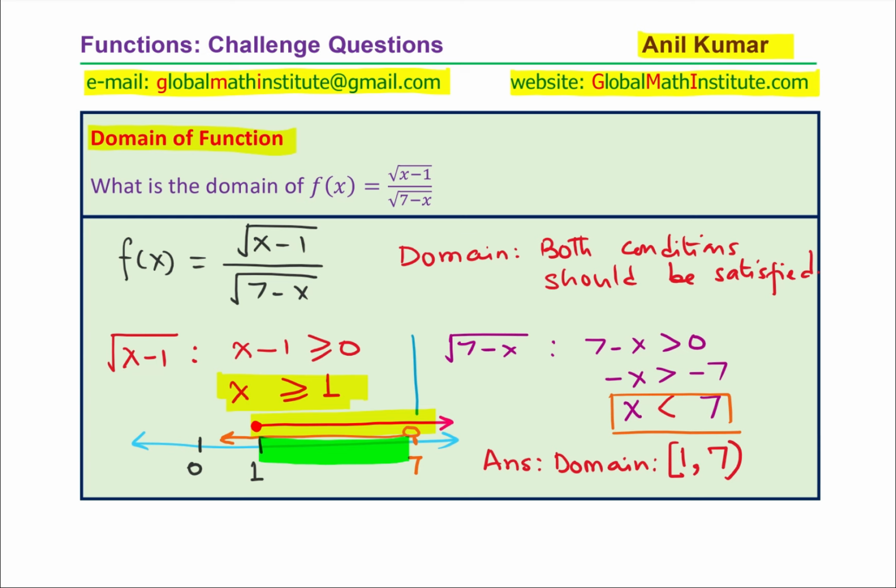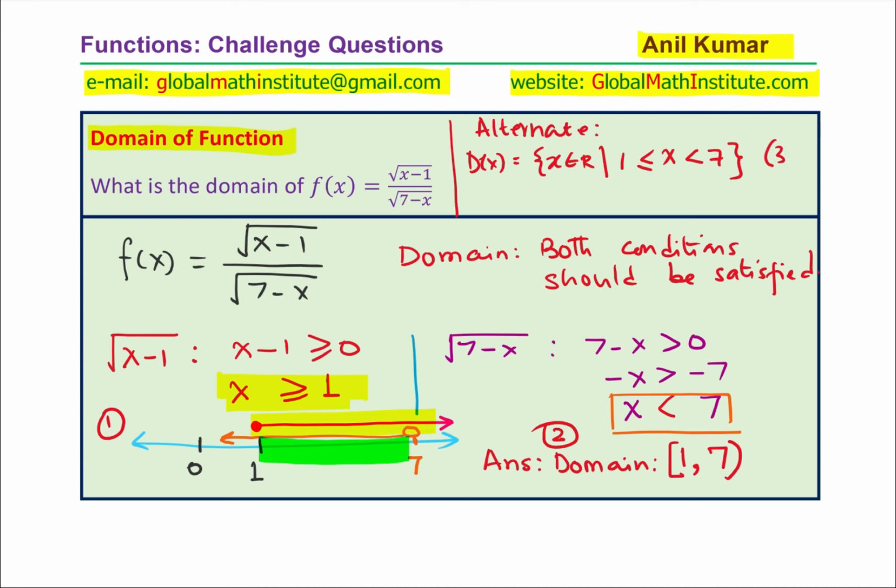In set notation also, you could write the domain. So an alternate way of writing the domain is like this. You say the domain D of f is what? x belongs to the real numbers such that x is greater than or equal to 1 but less than 7. That's another way. So we have three different ways. One, the number line itself. Two, we could use the brackets. And then the inequality. Perfect. So that is the third way of writing the domain.